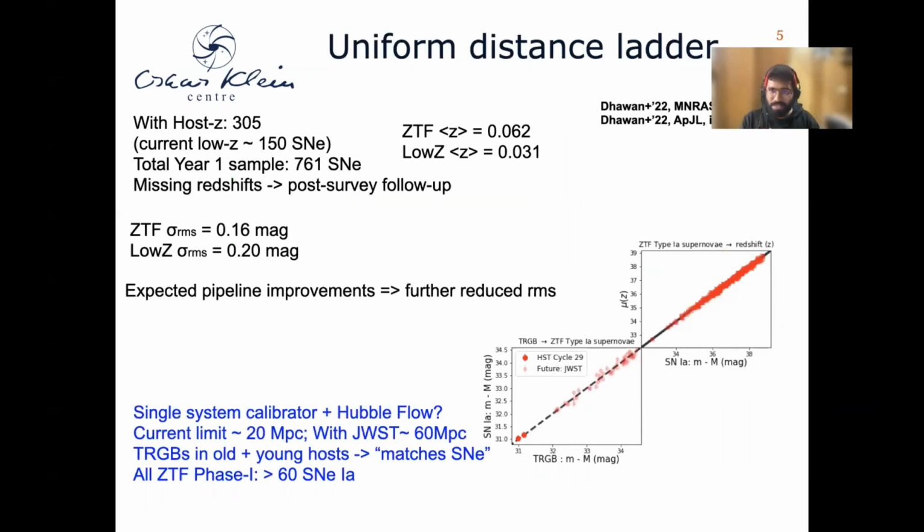When doing this inference of the RMS scatter, we see that comparing it to the low redshift, even with our preliminary pipelines, which use a custom reference and subtractions, as was done for the ZTF uniform depth survey, we get a scatter that's very comparable to the current low redshift anchor, for which the pipelines have been developed over a series of years to decades. By looking at the host galaxy redshift sample, we find that the RMS is around 0.16, and that is something that can be significantly improved upon with current improvements that are going on with the pipeline.